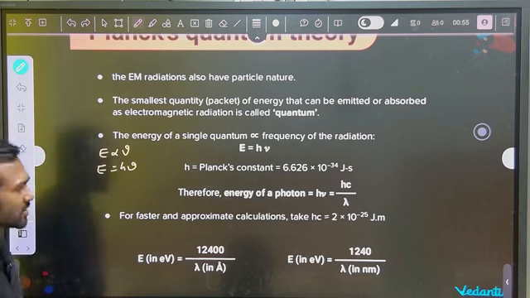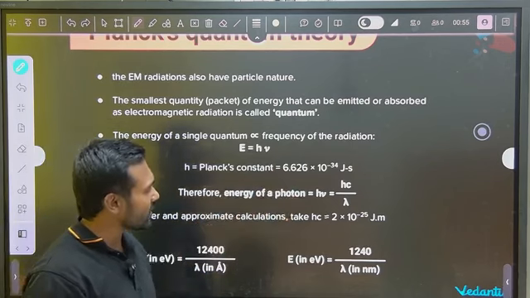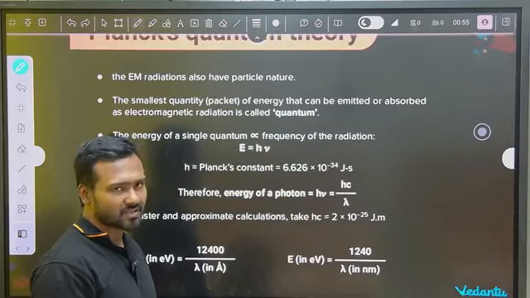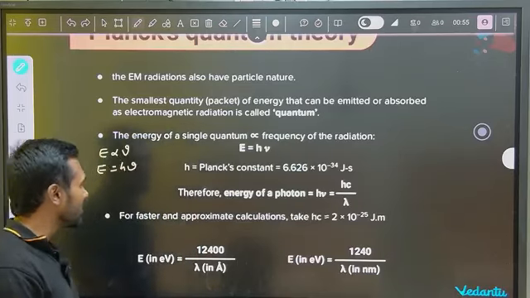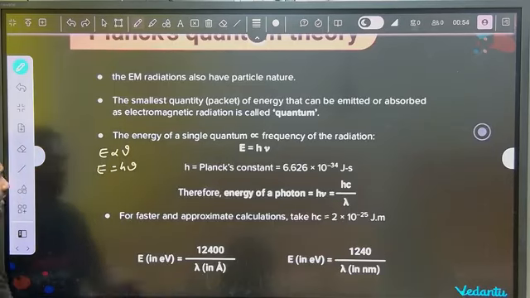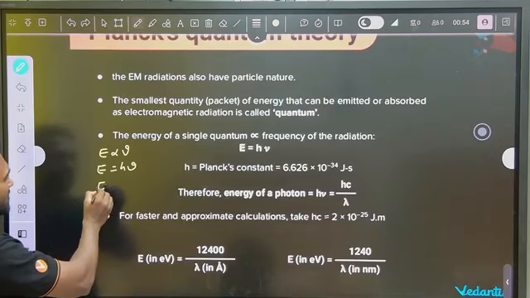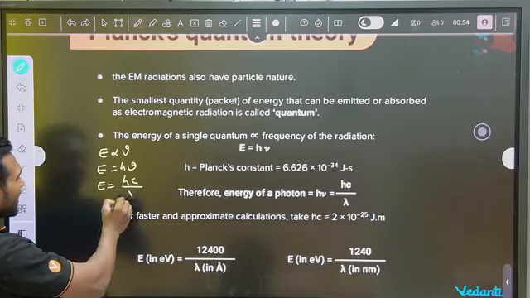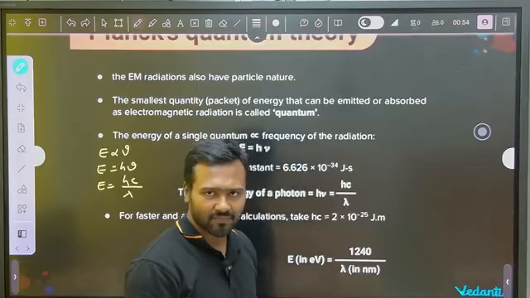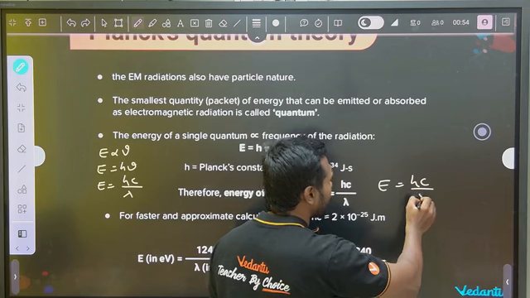That is, h is equal to Planck's constant, whose value is 6.62 into 10 to the power of minus 34 joule into second. So if you relate the energy and the wavelength, we know that nu is equal to c by lambda, as we just wrote. So E is equal to hc by lambda. From here you can see E is equal to hc by lambda.